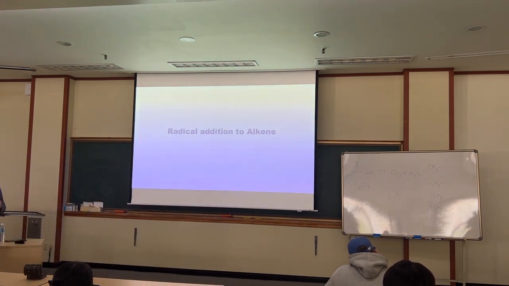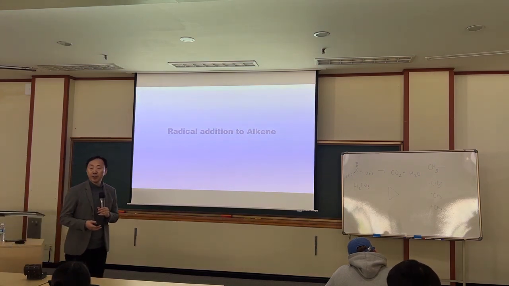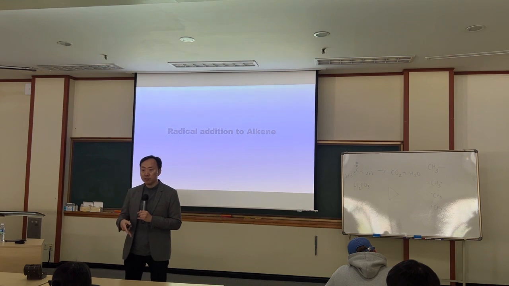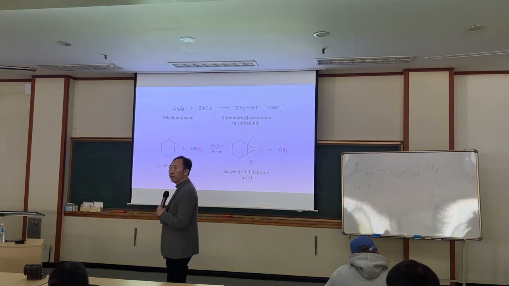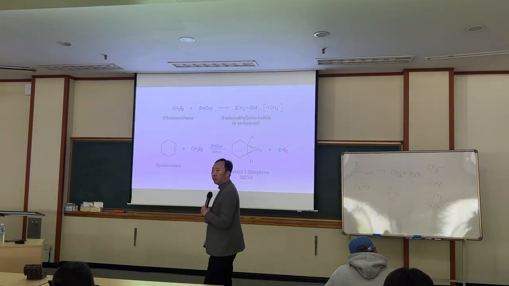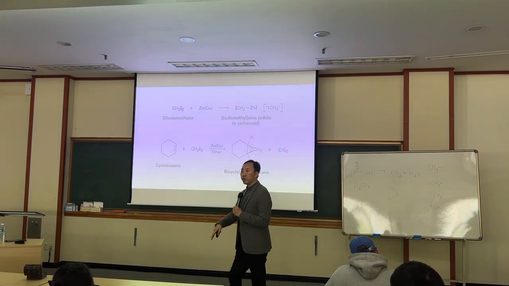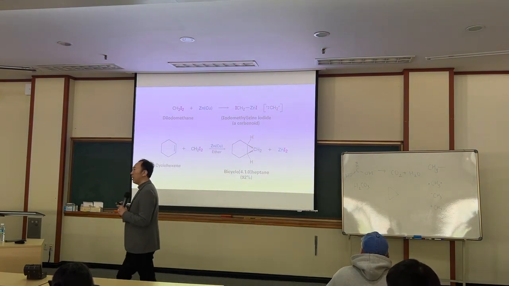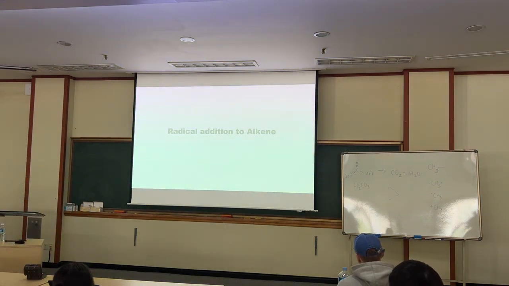So we learned two carbene reactions. One is chloroform with a strong base, where we can get CCl2 addition. The other is Simmons-Smith condition, CH2I2 and reduction. Then it forms this carbene as an intermediate, and it forms this kind of insertion reaction. That is the carbene reaction. Today we learn one more: the radical reaction.